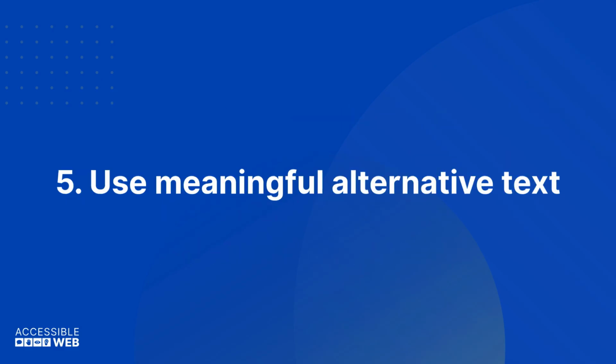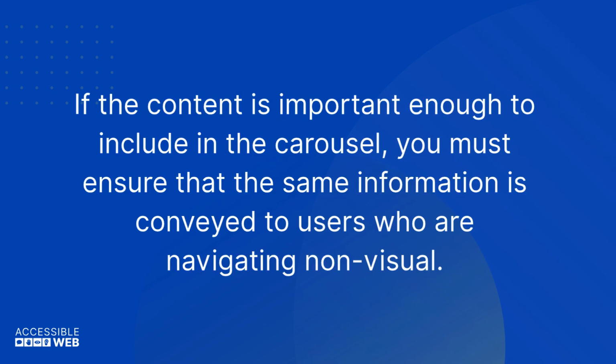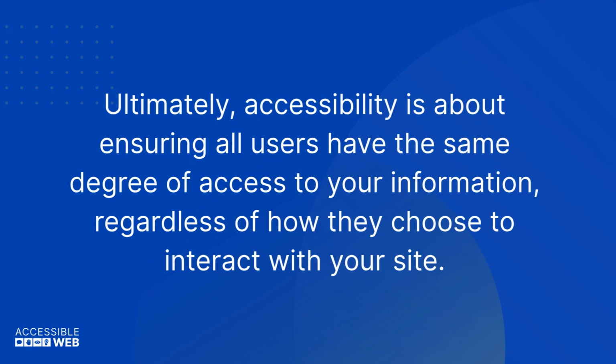5. Use meaningful alternative text. Ensure every image in the carousel has a descriptive text alternative. If the content is important enough to include in the carousel, you must ensure that the same information is conveyed to users who are navigating non-visual. Ultimately, accessibility is about ensuring all users have the same degree of access to your information, regardless of how they choose to interact with your site.